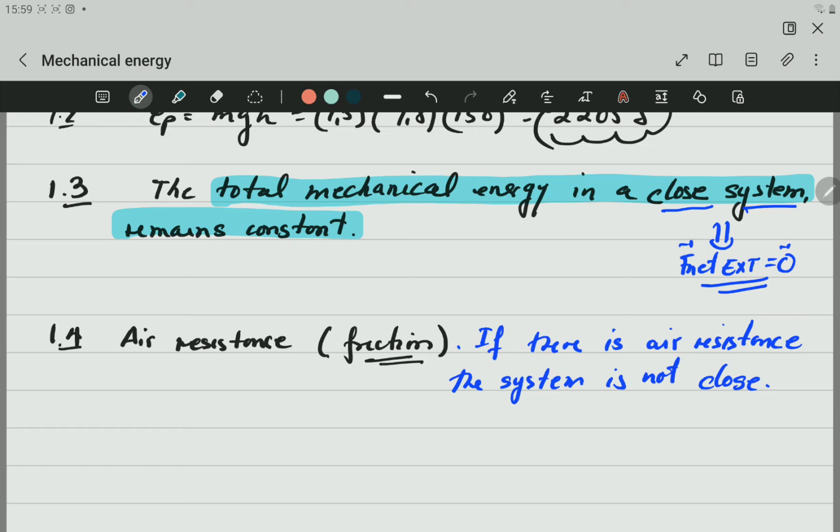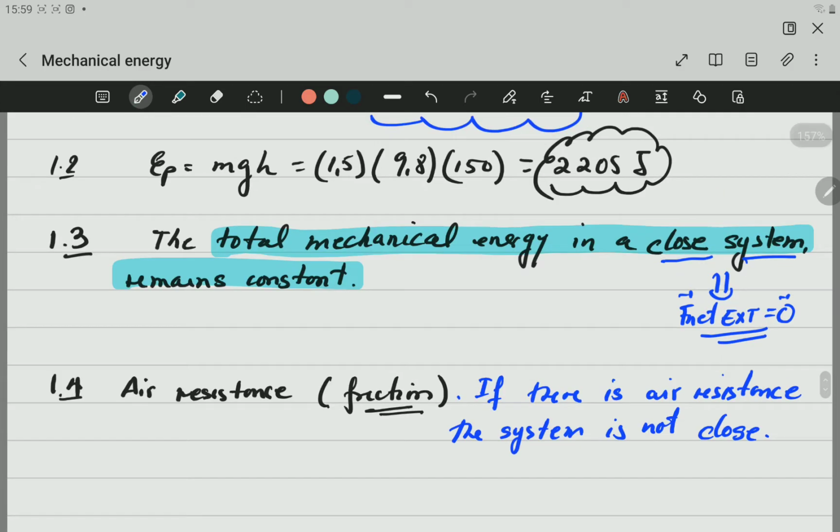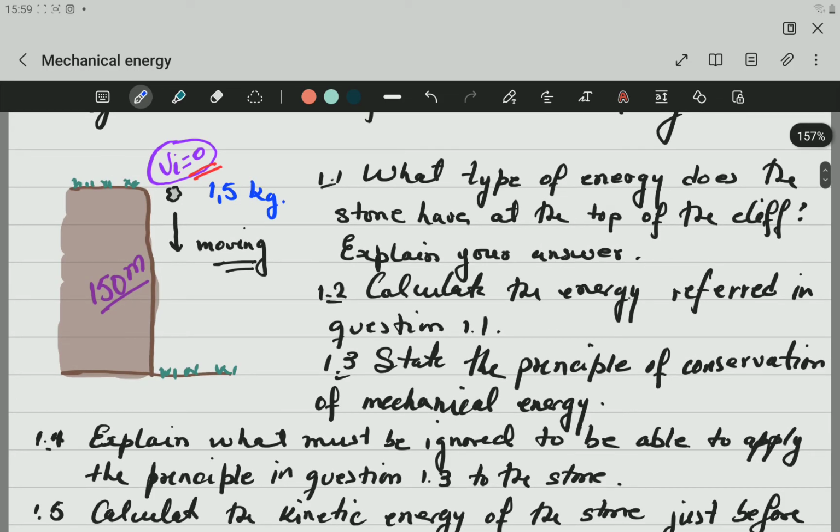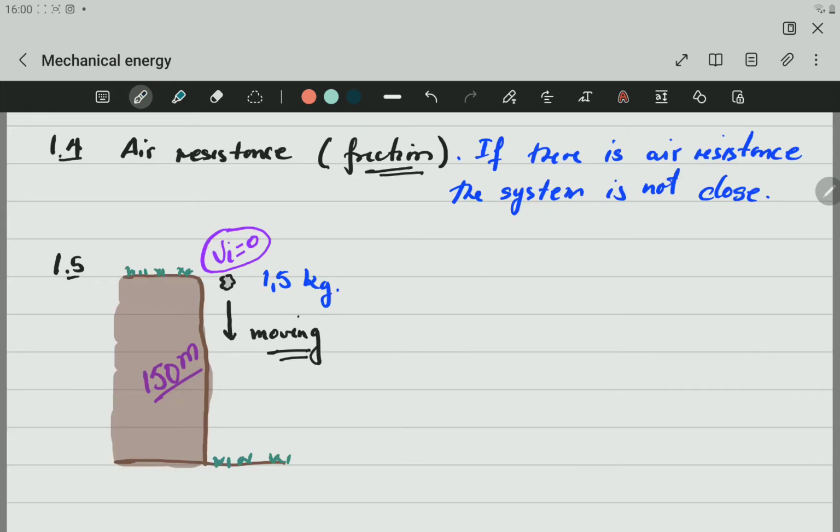And the final question is going to be the calculation of the kinetic energy at the bottom of the cliff. Remember, it's not when it's on the cliff, but when it's down there, about to touch the ground. So here we are in 1.5. We have to calculate the kinetic energy of the stone when it's just about to touch the ground. It's not after being on the ground. That is the question here.